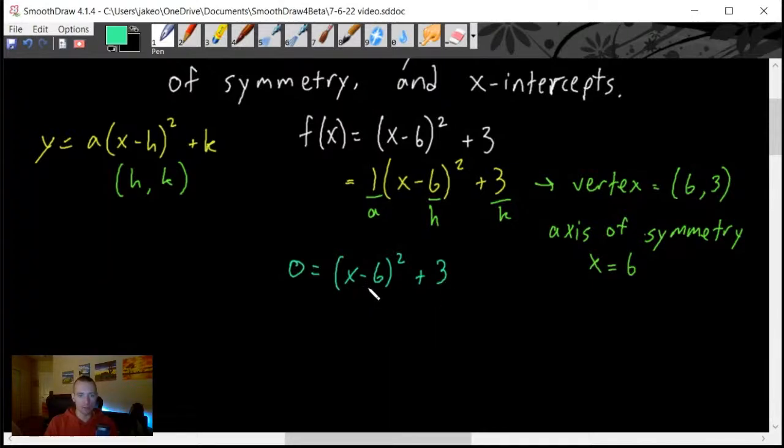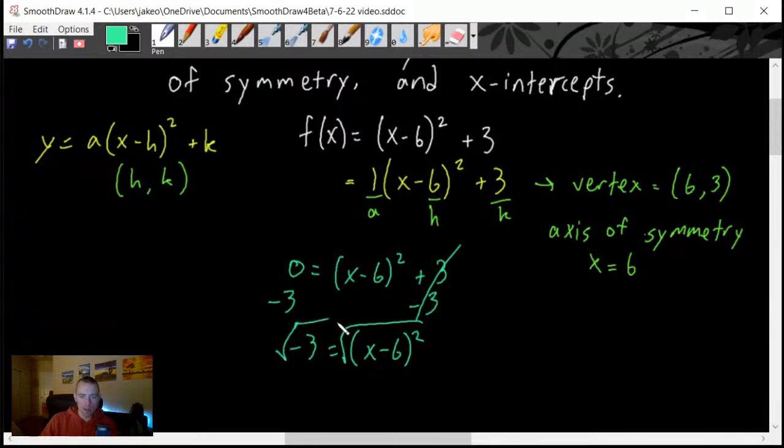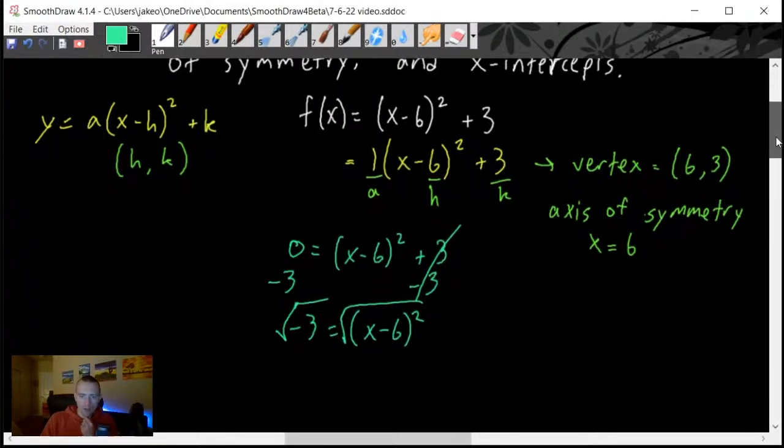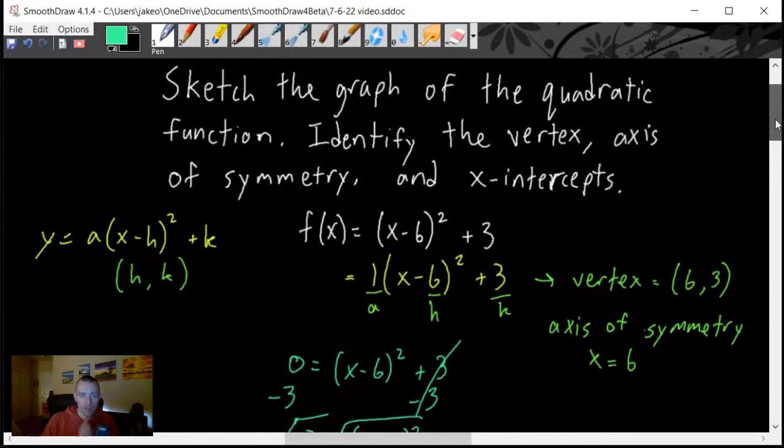Now we need to solve this and figure out what x values we have x-intercepts. To do that, we start moving terms over to get x all by itself. So minus 3 from both sides, and then take the square root of both sides to cancel this squared. Now notice what we're doing. We're taking the square root of negative 3, a negative number, and you can't take the square root of a negative number. That tells us this equation has no solutions, and therefore this quadratic function has no x-intercepts. Now we need to sketch this.